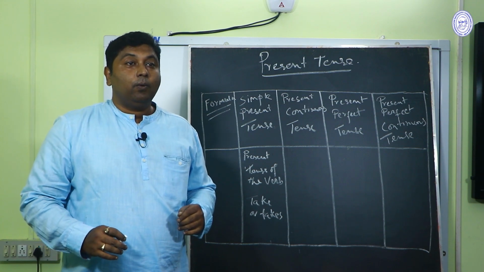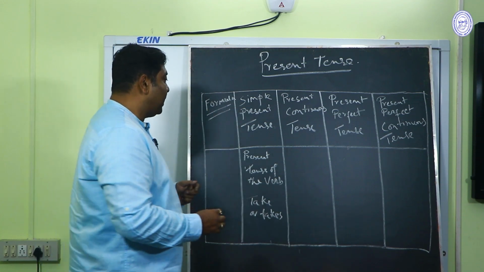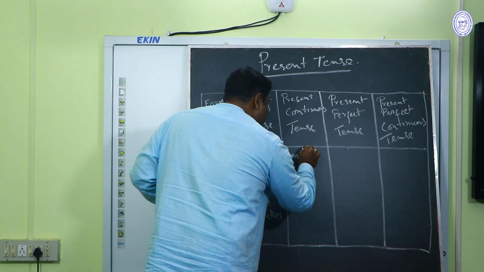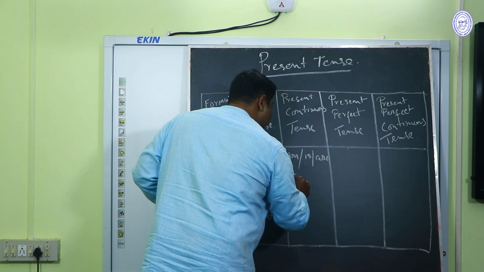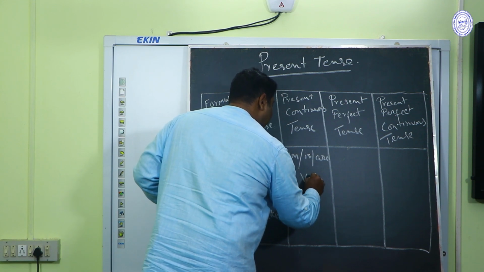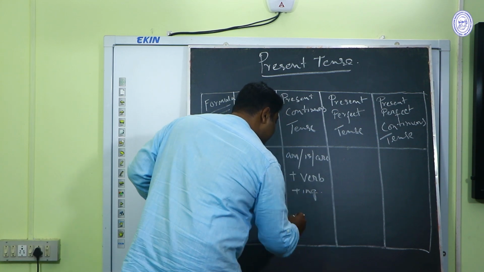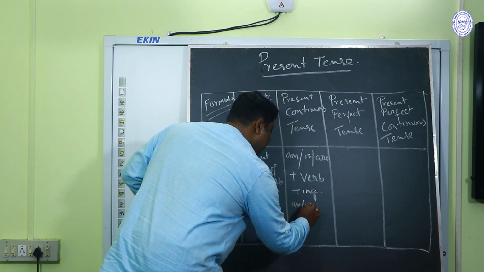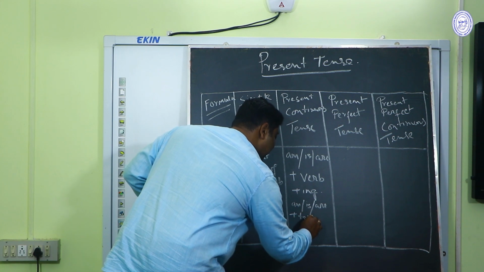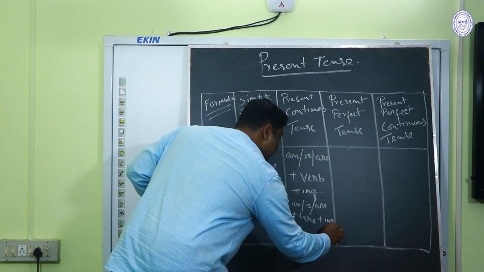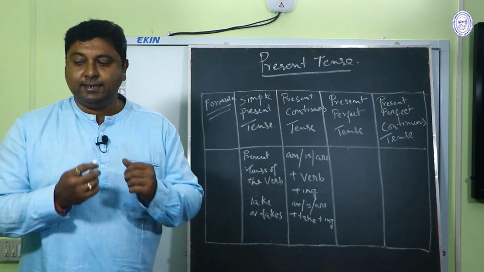Next, the present continuous tense. Here, how do we find out? It is am, is, are plus verb plus ing, that is am, is, are plus take plus ing. Clear?